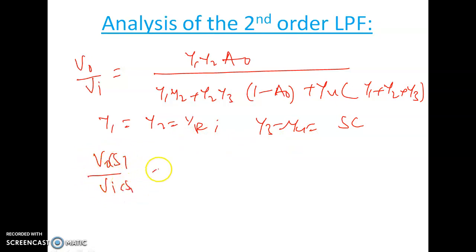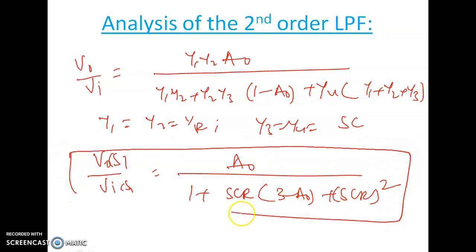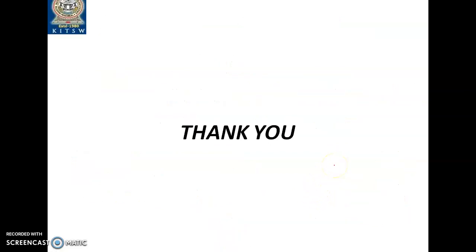in terms of the S domain. V0 of S by Vi of S is equal to A0 by 1 plus SCR into (3 minus A0) plus (SCR) whole square. So this is the final expression we will be getting. I hope you have understood how we have analyzed the second order active low pass filter. This is the quadratic expression that you are seeing in the denominator.